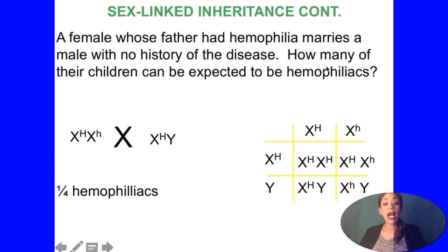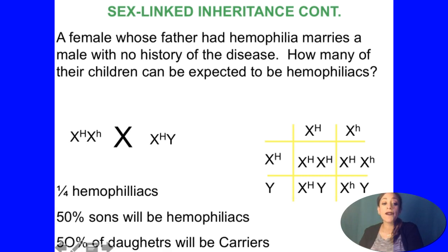So the question said, how many of their children can be expected to be hemophiliacs? So here's 1, 2, 3, 4 of their offspring. So 1/4, which is this one down here, is expected to be a hemophiliac. 50% of their sons will be hemophiliac, and 50% of their daughters will be considered carriers.